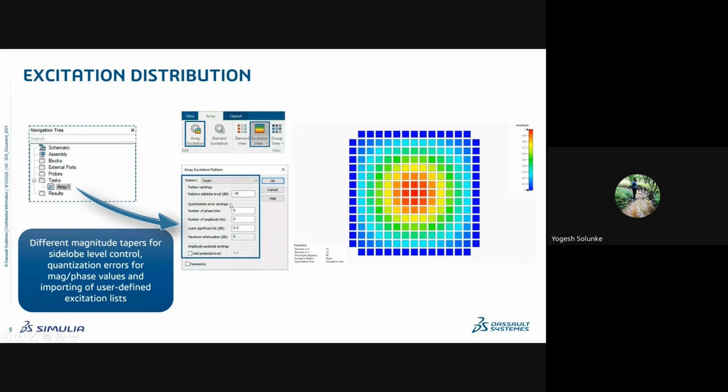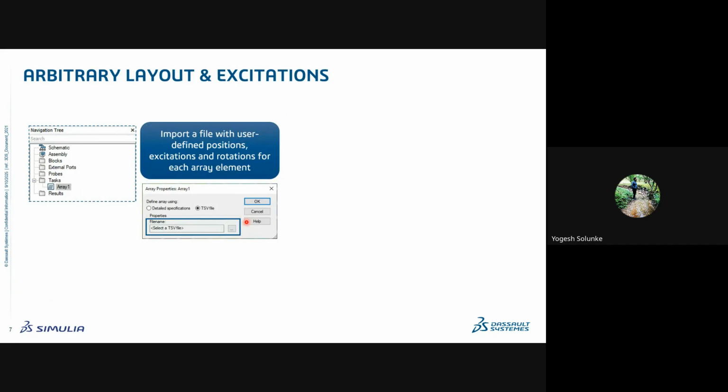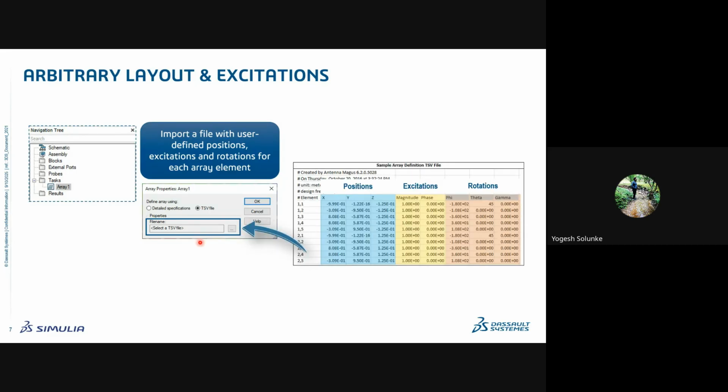We can use different excitation techniques also. Here in this case, a Taylor excitation has been used, but again, depending on the application, we can set up this one. Excitation you can also import from outside, if you want to excite all these elements with different phase shift or different amplitude. That we can also assign externally by importing a .tsv file.